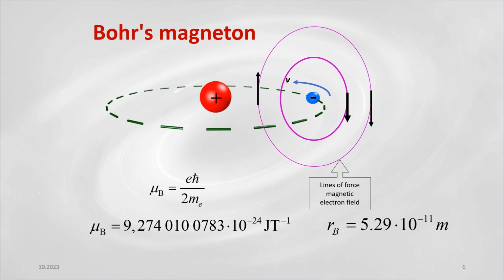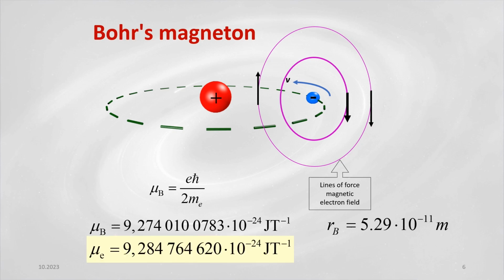However, in 1913, when Danish physicist Niels Bohr derived this relationship for the orbital magnetic moment, neither the magnetic moment of the proton nor the intrinsic magnetic moment of the electron was known. It was experimentally measured only in 1923. Interestingly, its magnitude is almost identical to the orbital magnetic moment of Bohr's magneton. The magnetic moment of the proton was experimentally measured much later, in 1952.